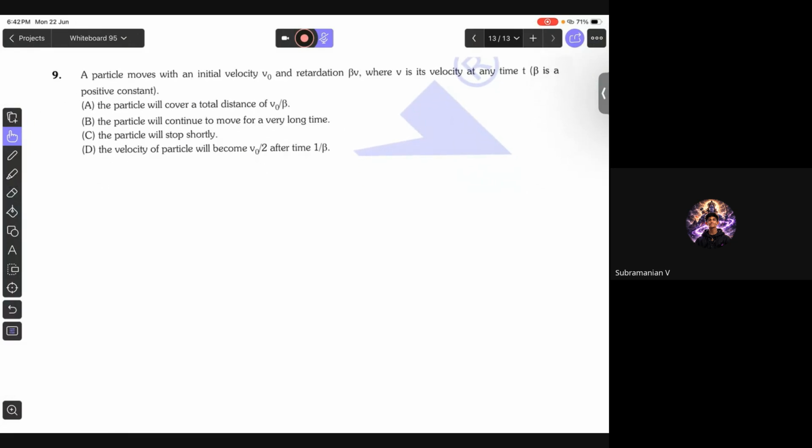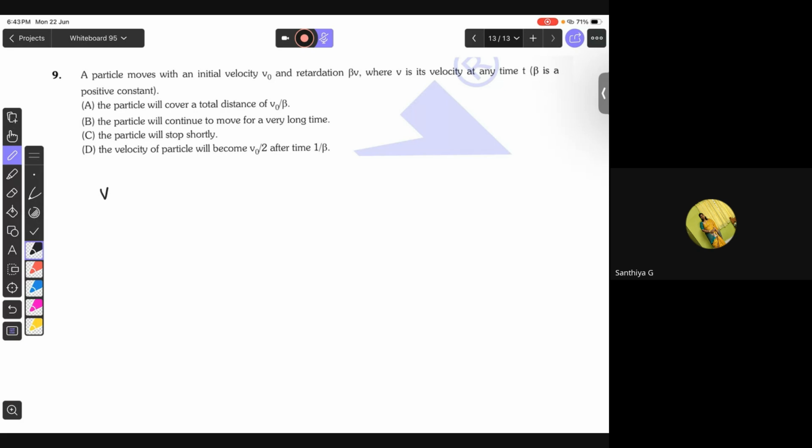A particle moves with initial velocity v naught and retardation beta into v, where v is the velocity at any time t, and beta is a positive constant. So they are asking us the total distance it covers and a few other things. So maybe you find out velocity as a function of time. It is 1D motion, plus and minus will be used for direction. Is retardation negative acceleration? Yeah, correct. That is what I will write.